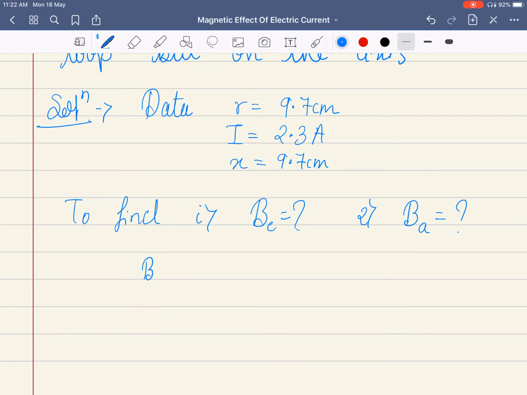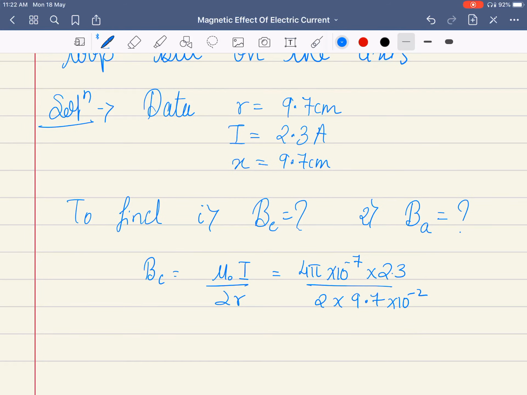Okay, so when I say about the magnetic field at the center, we write it as mu naught I by 2r. म्यू नॉट का वैल्यू क्या है 4 पाई इंटू 10⁻⁷. आई का वैल्यू है 2.3 अपॉन 2 इंटू रेडियस इज 9.7 सेंटीमीटर. ओके, सो सेंटीमीटर है तो 10⁻² ले लो.